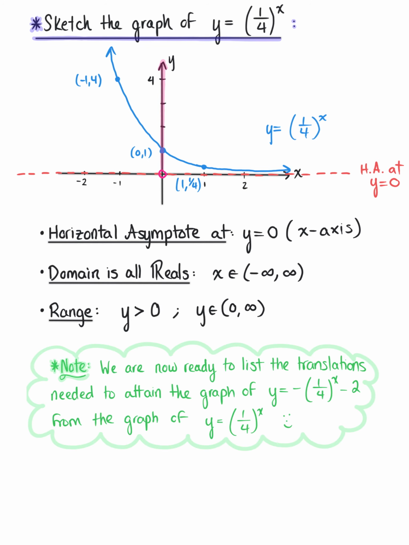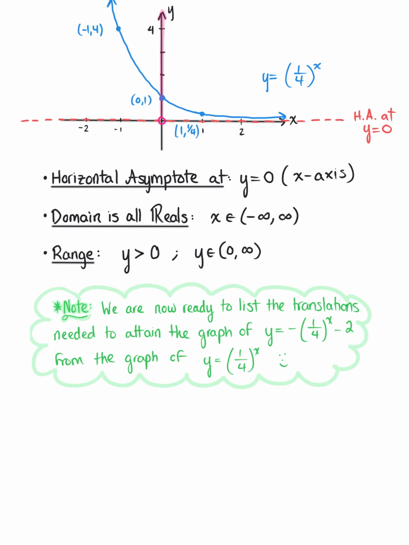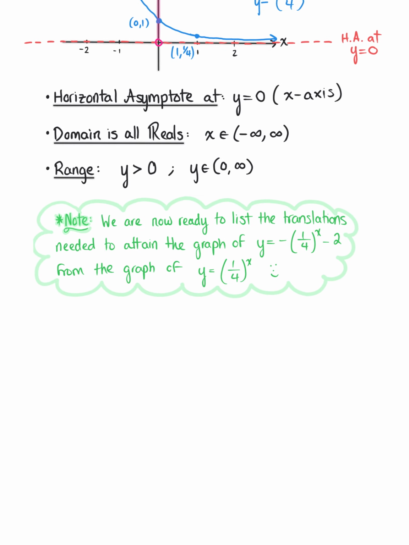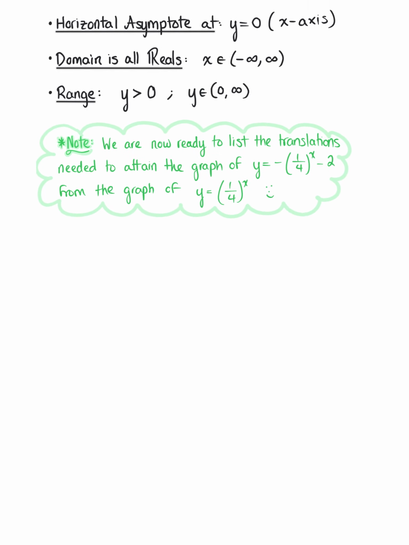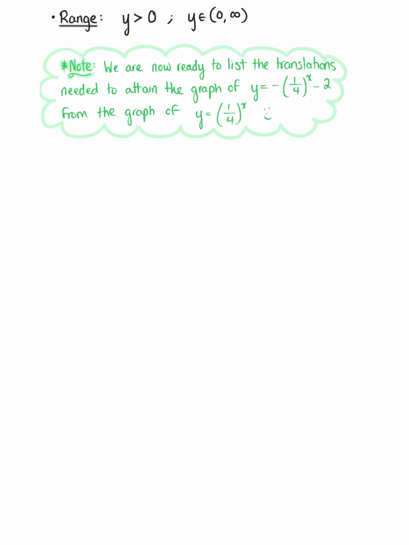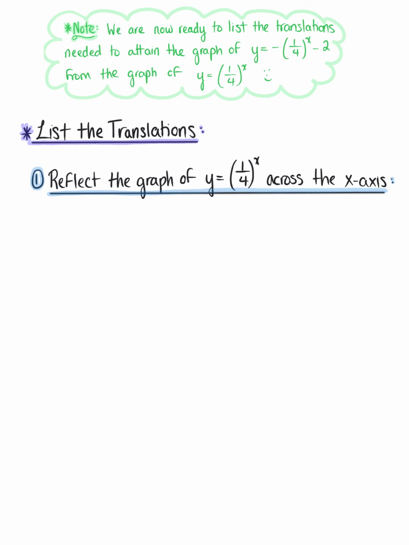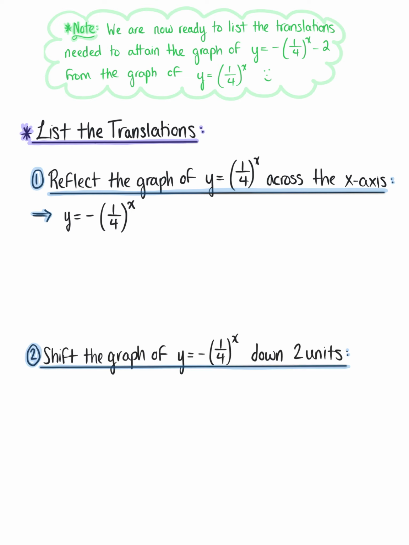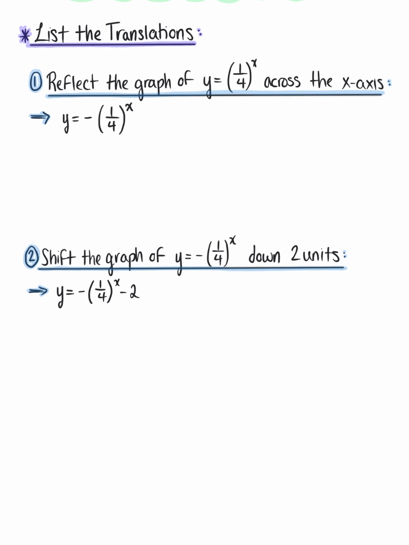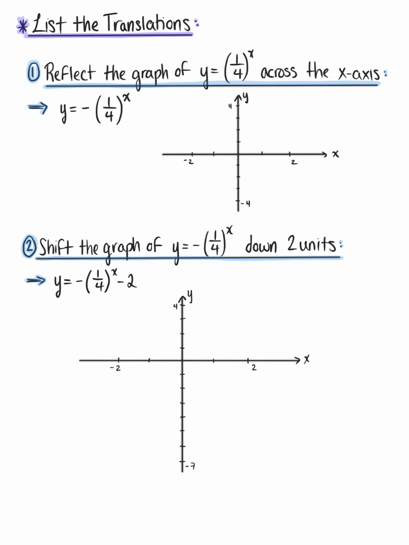Now, from the graph of this parent function, we can attain the graph of the desired function, y equals -(1/4)^x - 2, using transformations and translations. Specifically, we are going to reflect the graph of the parent function across the x-axis, and then we're going to shift this result down 2 units. Let's now go ahead and think about each one of these individual transformations graphically.